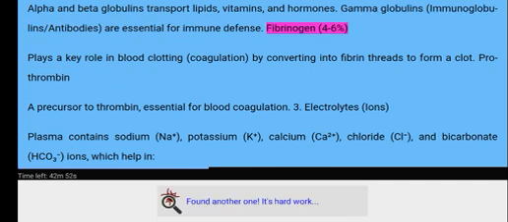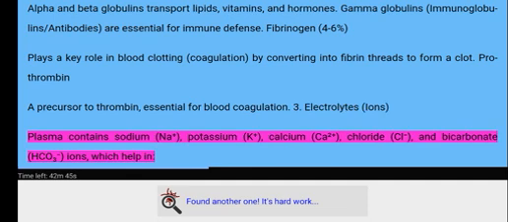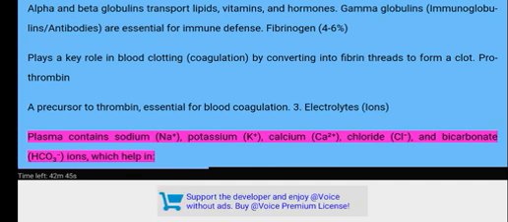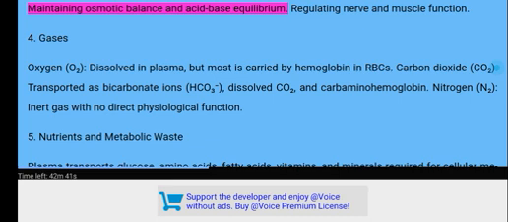Fibrinogen 4-6%. Plays a key role in blood clotting, coagulation, by converting into fibrin threads to form a clot. Prothrombin. A precursor to thrombin, essential for blood coagulation. 3. Electrolytes, ions. Plasma contains sodium (Na), potassium (K), calcium (Ca²⁺), chloride (Cl⁻), and bicarbonate (HCO₃⁻) ions, which help in maintaining osmotic balance and acid-base equilibrium, regulating nerve and muscle function.